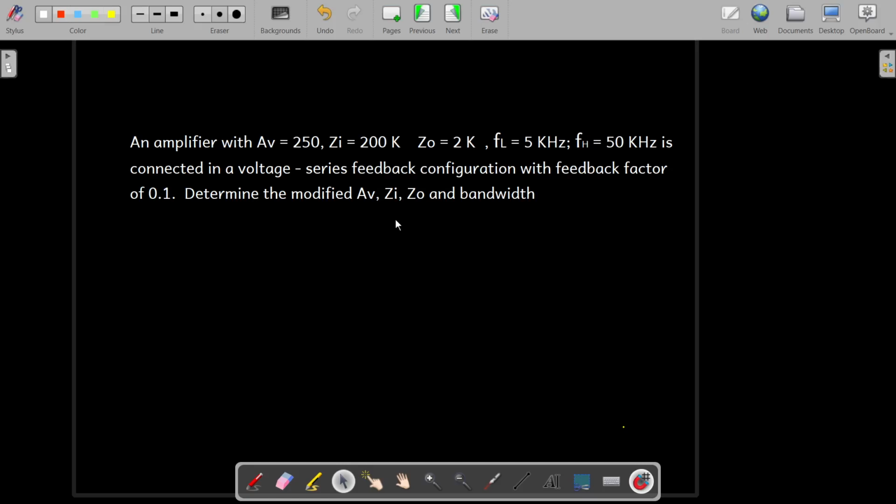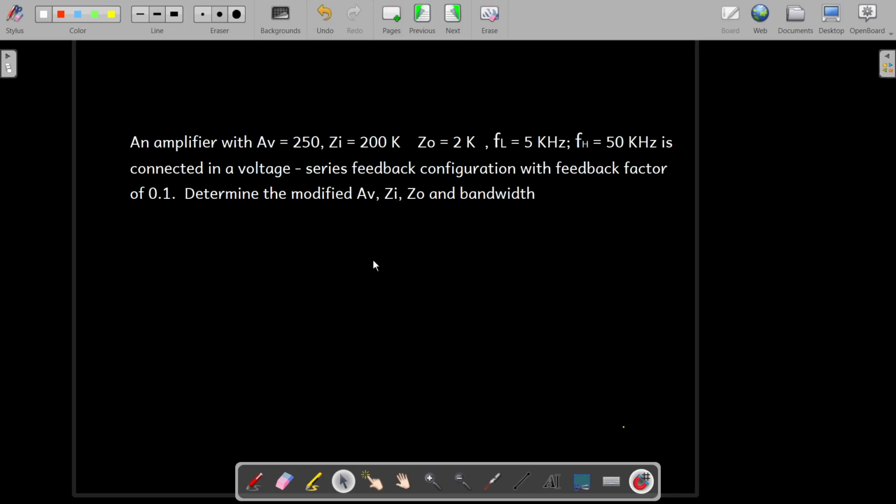So hello everybody, in this video we are going to solve a problem from feedback circuit. This is a voltage series feedback configuration and the problem is: an amplifier with AV equal to 250, ZI equal to 200 kilo ohms, Z0 equal to 2 kilo ohms, FL equal to 5 kilohertz and FH equal to 50 kilohertz is connected in a voltage series feedback configuration with feedback factor of 0.1. Determine the modified AV, ZI, Z0 and bandwidth. So this is the question.